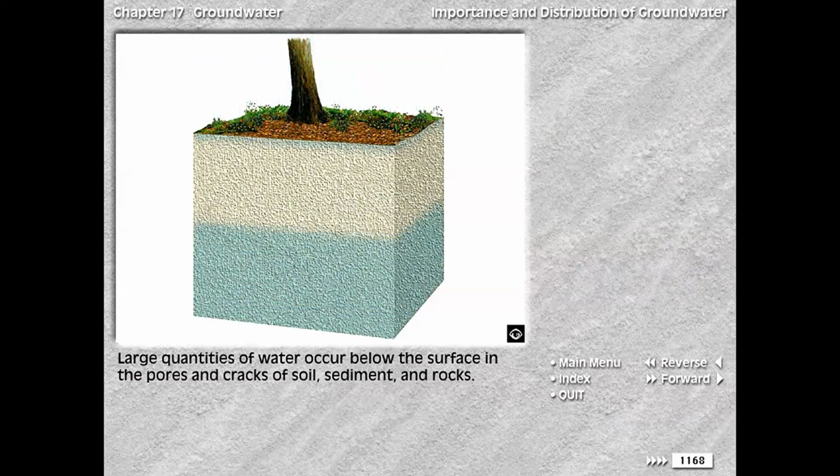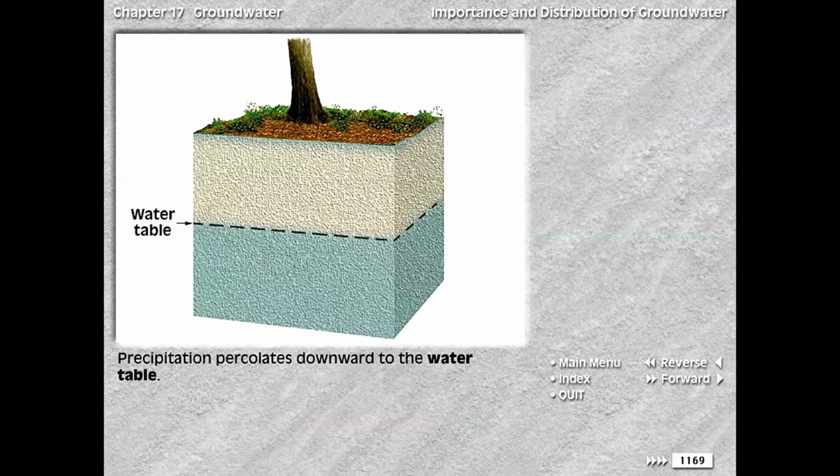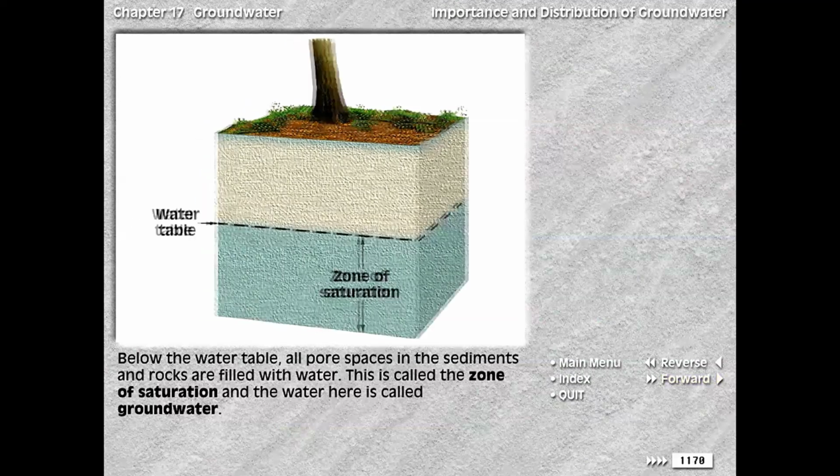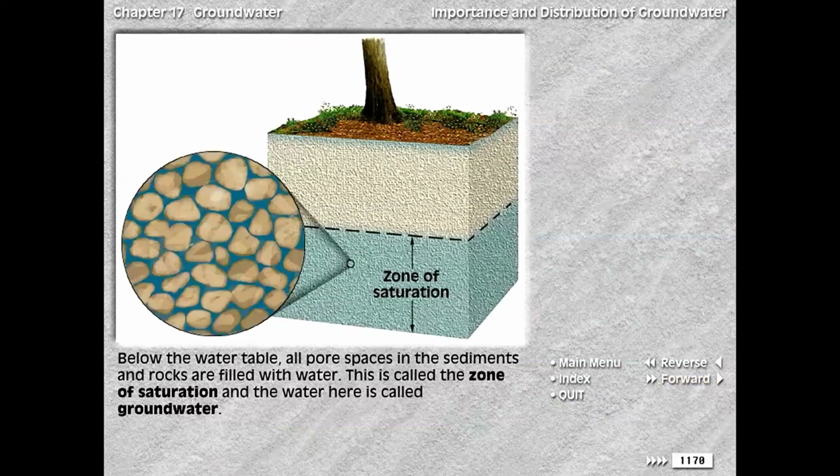Large quantities of water occur below the surface in the pores and cracks of soil, sediment, and rocks. Precipitation percolates downward to the water table. Below the water table, all pore spaces in the sediments and rocks are filled with water. This is called the zone of saturation, and the water here is called groundwater.